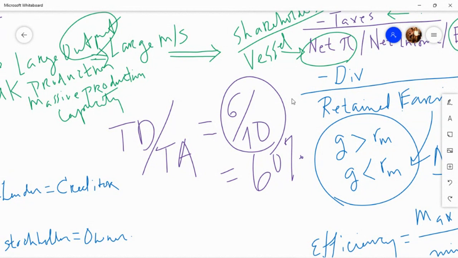Because at optimal capital structure, your earnings per share will be maximized, and your return will be maximized, right? And the stock price will be maximized. But anyway, it's not the item to talk about in this.